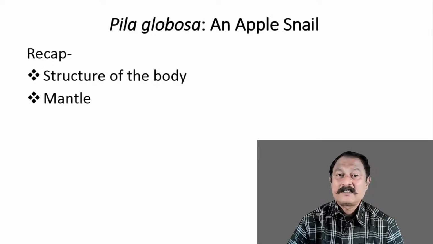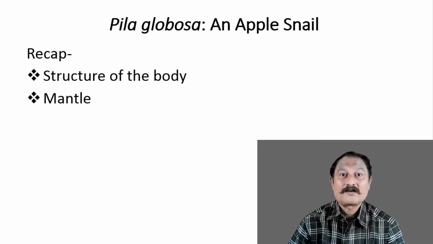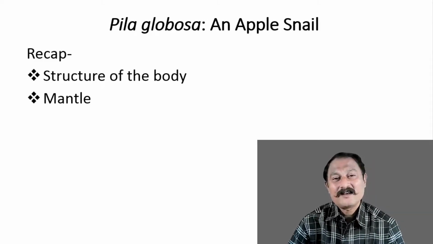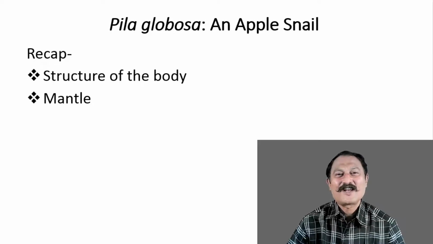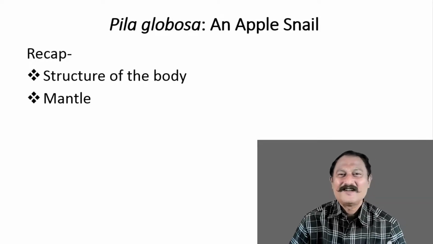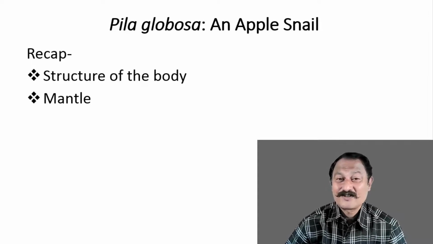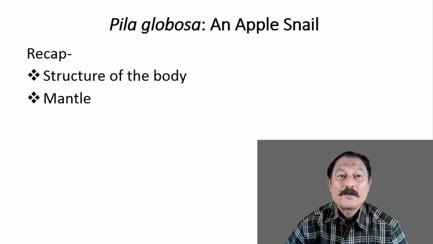In our body, skin is exposed to the exterior or ambient environment. Okay, but here in Pila, skin is not exposed to the external environment. Why? Because that part we call the mantle, and mantle secretes the shell, and the shell is exposed to the external environment, not the mantle or pallium. Mantle is also called the pallium. This is the main difference or distinguishing character between the skin and mantle.